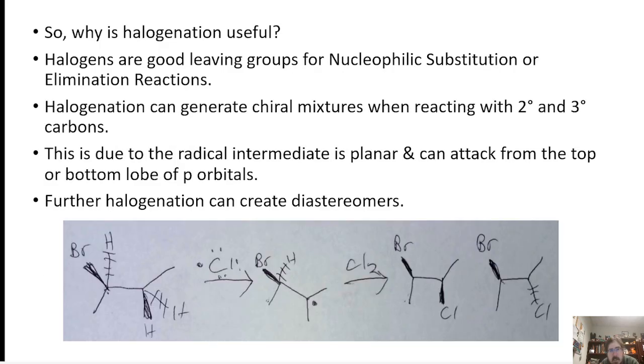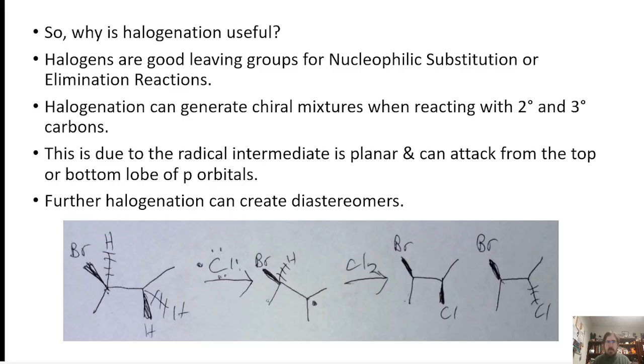So why is halogenation useful? Well, we already kind of hit this, but let's remind ourselves. Halogens are good leaving groups. So once we've added a halogen, we can now nucleophilically substitute our species. We can undergo elimination to form double bonds on our species. They are very good leaving groups. We can replace them with hydroxide. We can replace them with amides. We can replace them with ethers. All sorts of things can be done to replace these leaving groups.